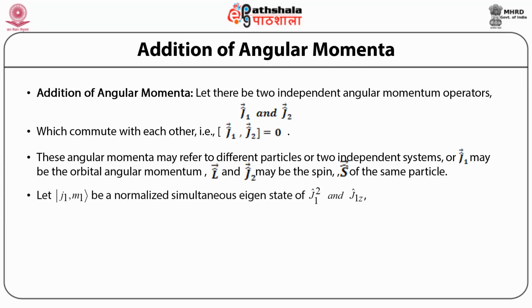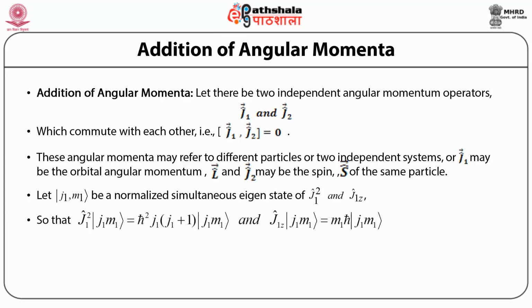Let ket J1 M1 be a normalized simultaneous eigenstate of operator J1 square and operator J1z, so that operator J1 square acting on ket J1 M1 is equal to h cut square J1 into J1 plus 1 ket J1 M1, and operator J1z acting on ket J1 M1 is equal to M1 h cut ket J1 M1.